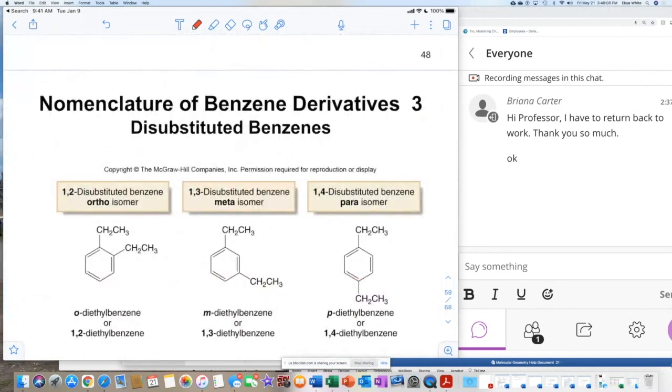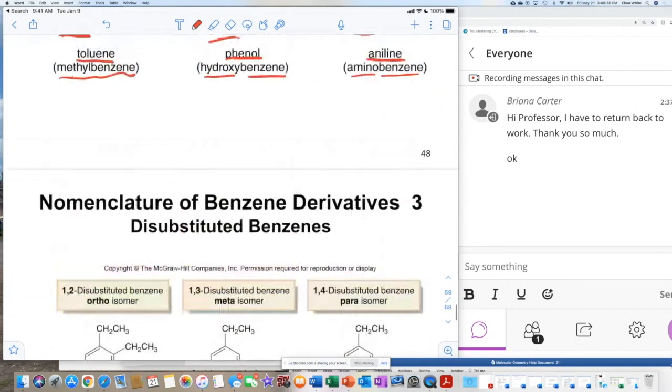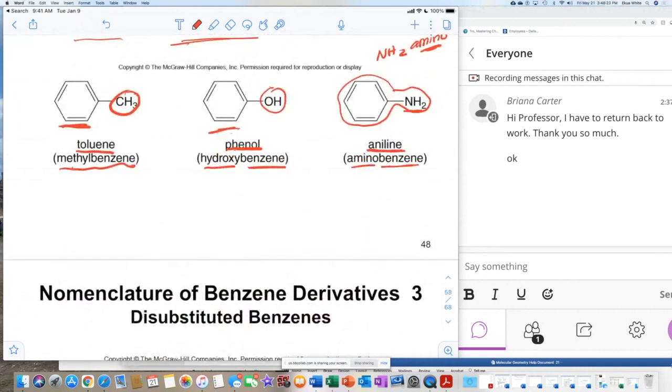Okay, now we're gearing up for naming benzene groups that have more than one side group. First of all, as you're looking at this, you want to ask yourself, are you seeing any one of these scenarios here? So I'll keep coming back to these, right? We have toluene.